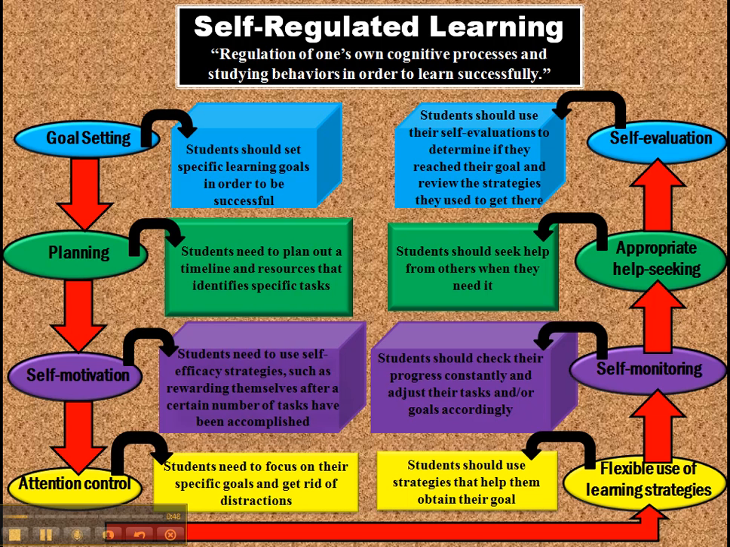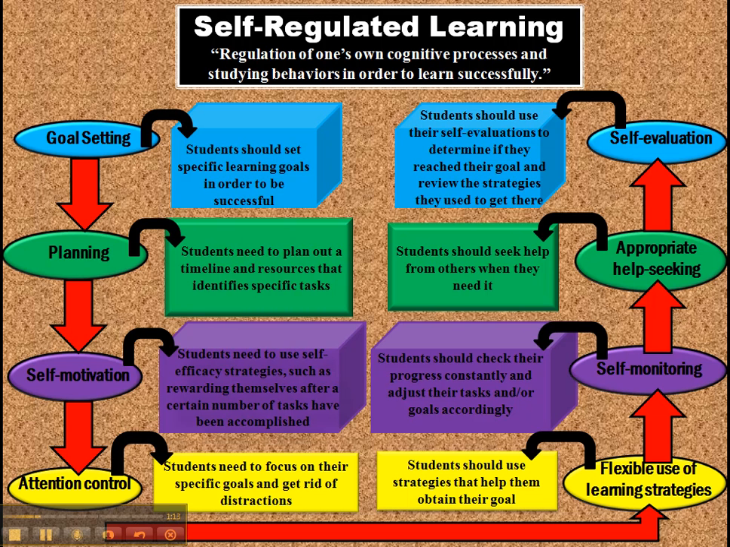The students need to plan out a timeline and resources that identify specific tasks. So this would be, for example, a list of things that they need to do, such as if they were to complete a research paper. They would map out the specific tasks it would take for them to obtain their goal of their research paper.